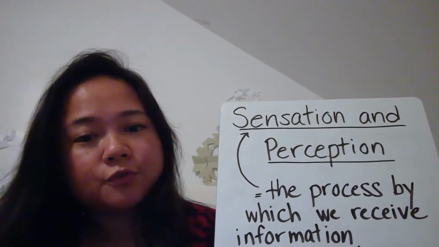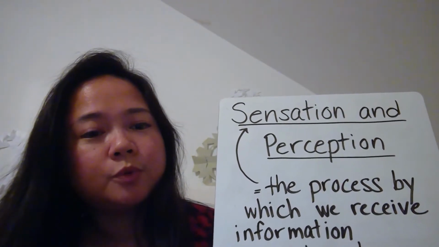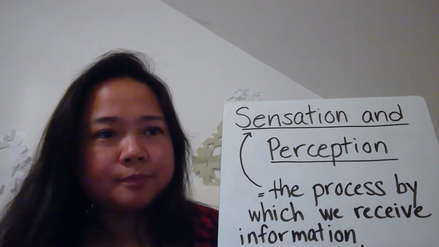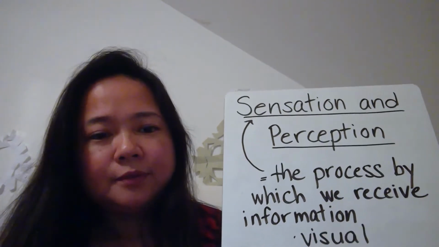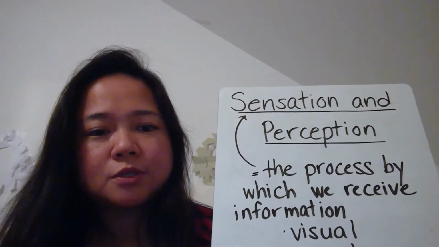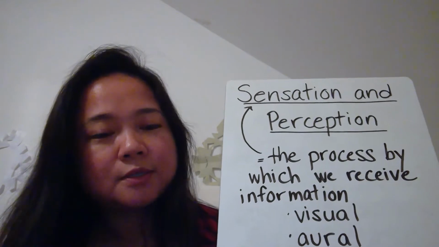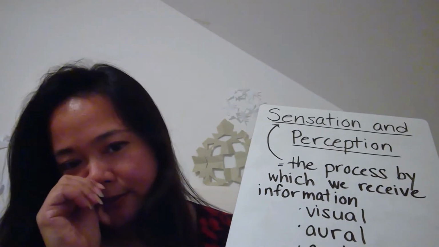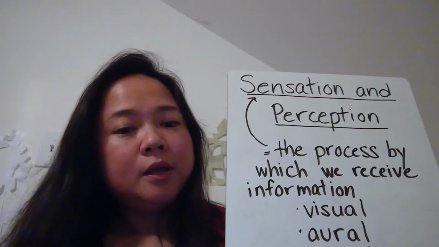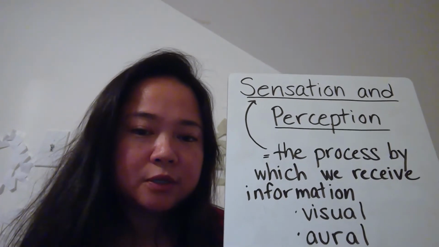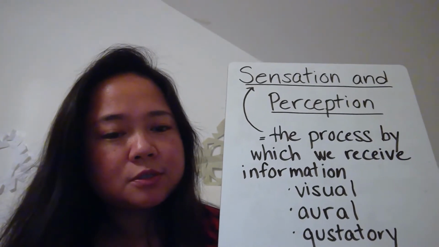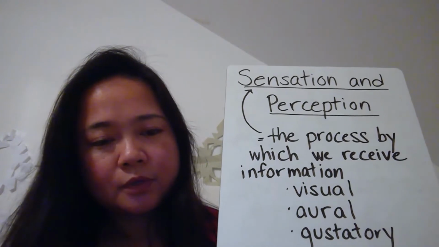So the definition for sensation is the process by which we receive information. That's sensation. And as you know, you have 5 senses, right? First is visual, so you can have visual sensations. These are sensations that you see. You can have aural sensations, that's A-U-R-A-L. That's not a mistake. Those are hearing sensations, right? You can have gustatory sensations. That's taste.